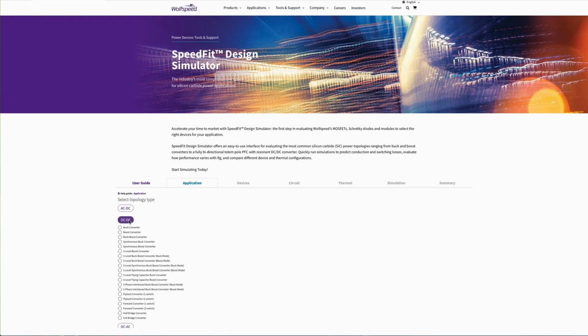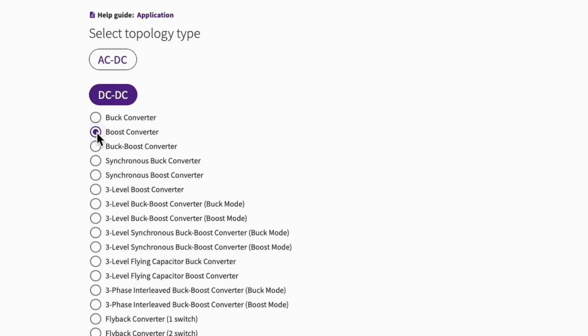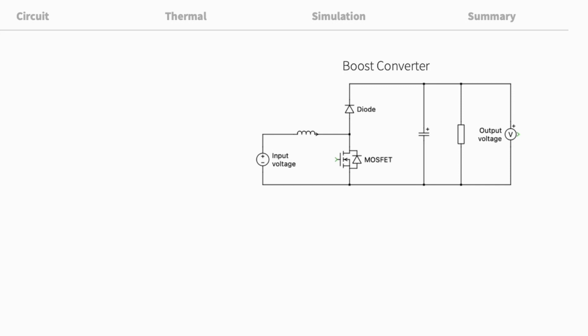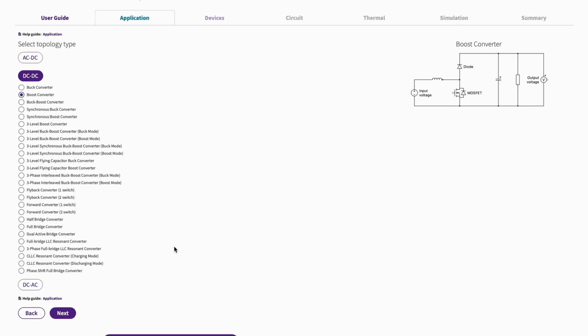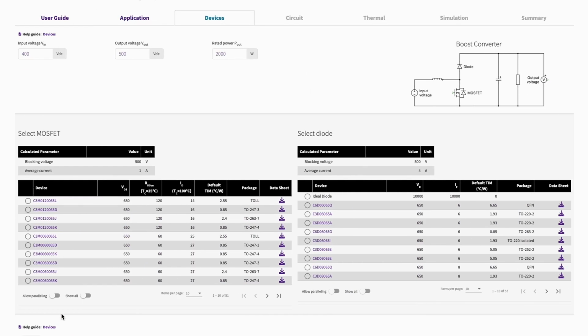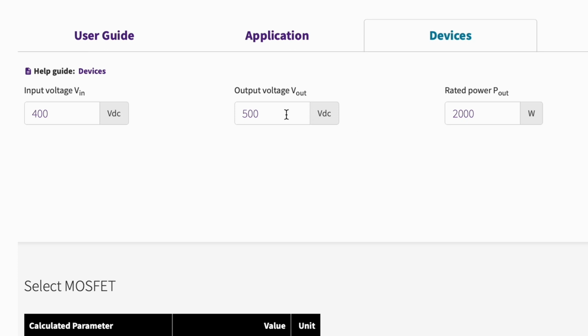Simulator. First, let's choose the topology. Here, we're using the DC-DC topology of boost converter for a typical solar MPPT converter. We choose 400 volt DC input, 850 volt DC output, and 20 kilowatt for a typical commercial solar inverter.